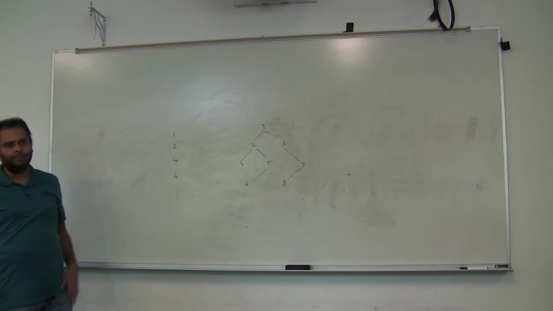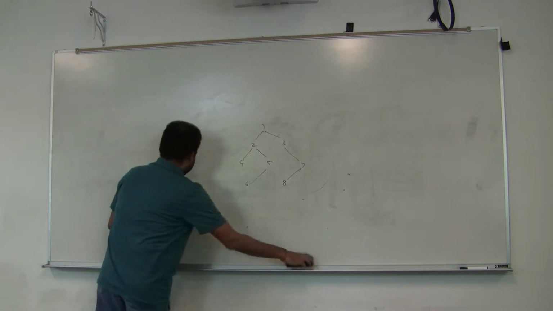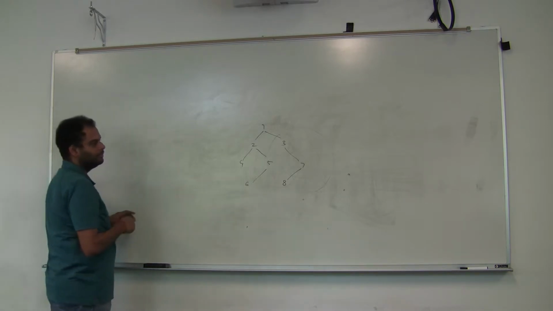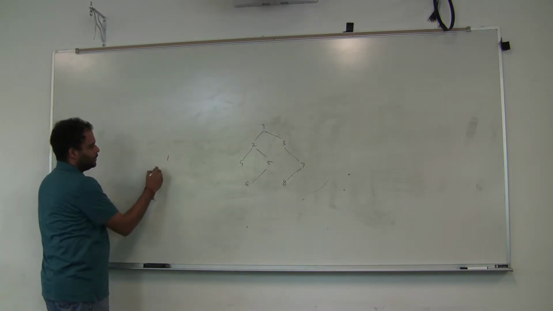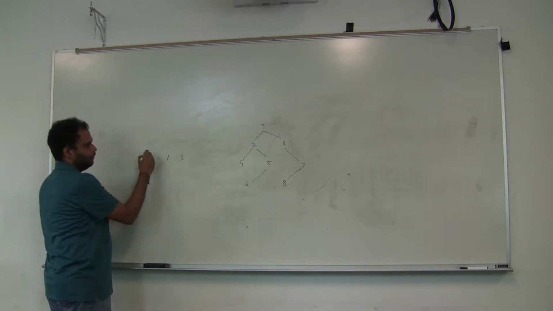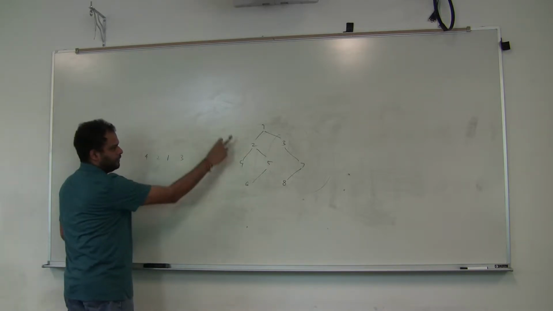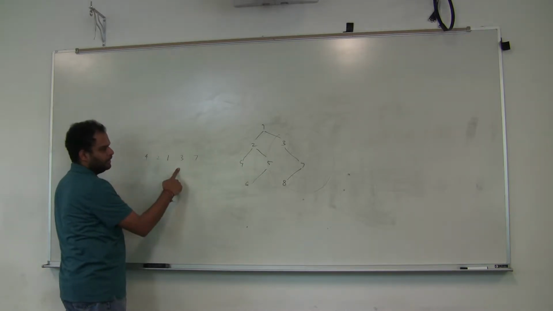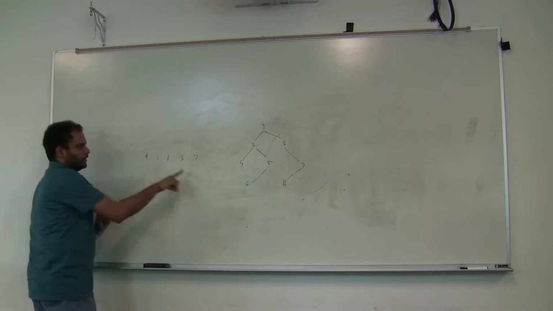Okay. What about top view? Left view and right view are easy. So what does the top view look like for this? 1 is here, 2 to the left, 3 to the right, 4 to the far left, and 7. 5 is hidden by 1. 7 is there. 8 is hidden by 3. 6 is hidden by 2. Okay. This is the view.